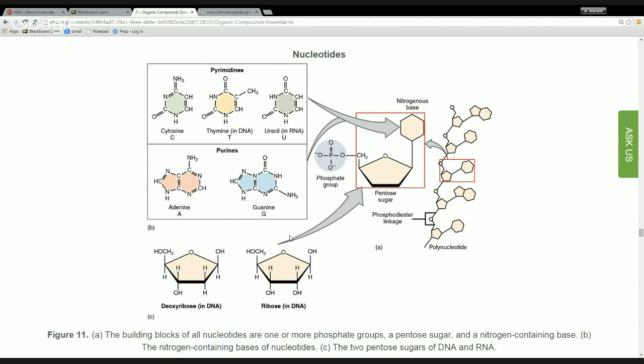Okay. I want to point out a little error in the book down here, which I'm kind of surprised nobody caught.